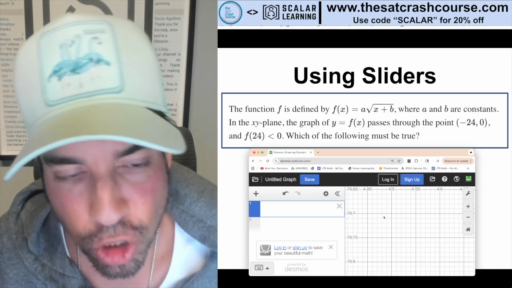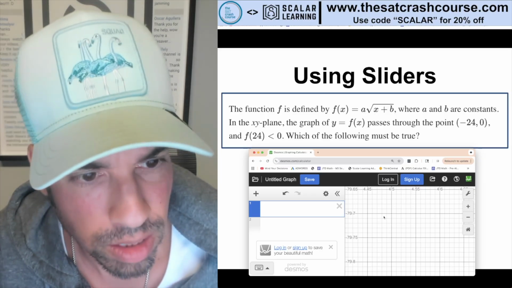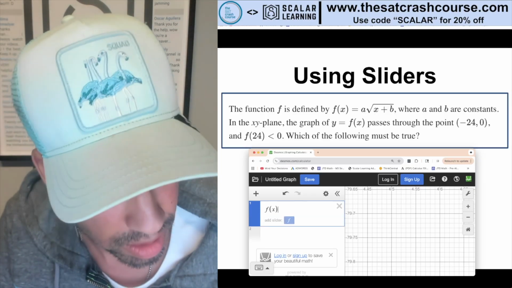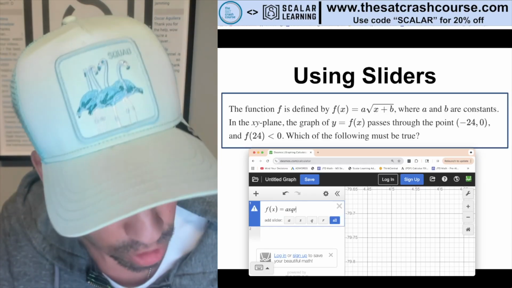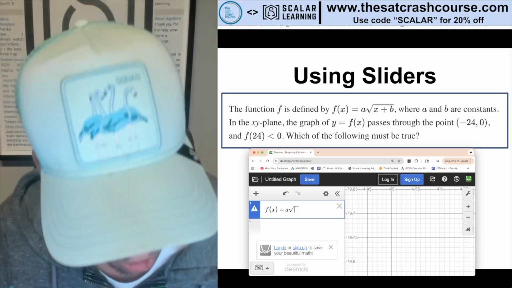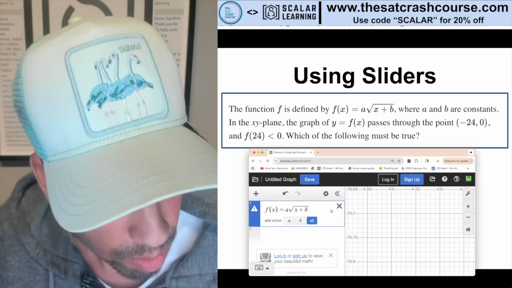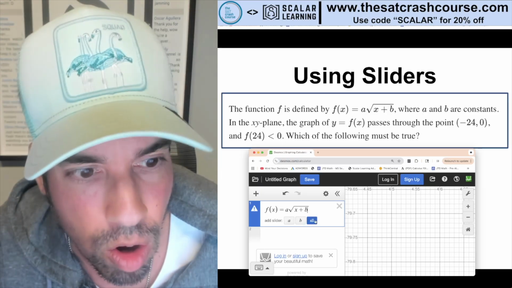So in this one, we got a function with ax plus b. A and b are constants. Now, we're going to type it in as is. We're going to say f of x equals a square root, you saw me type sqrt, of ax plus b. And we need sliders for both of these. So I'm going to click that all button.